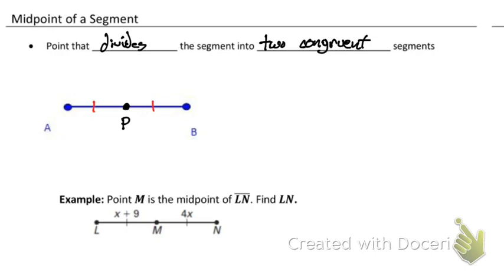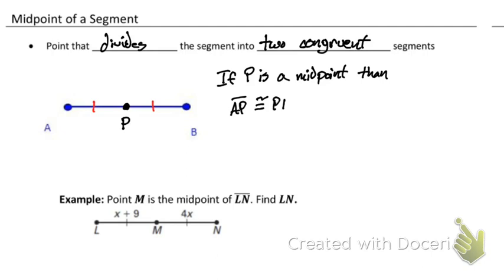So if P is a midpoint, then AP must be congruent to PB. Midpoint means two congruent segments. You are cutting it right in half, creating two equal sizes or congruent sizes.